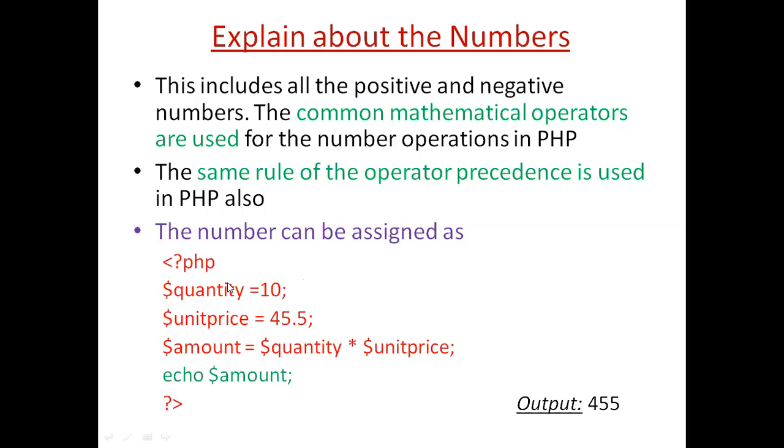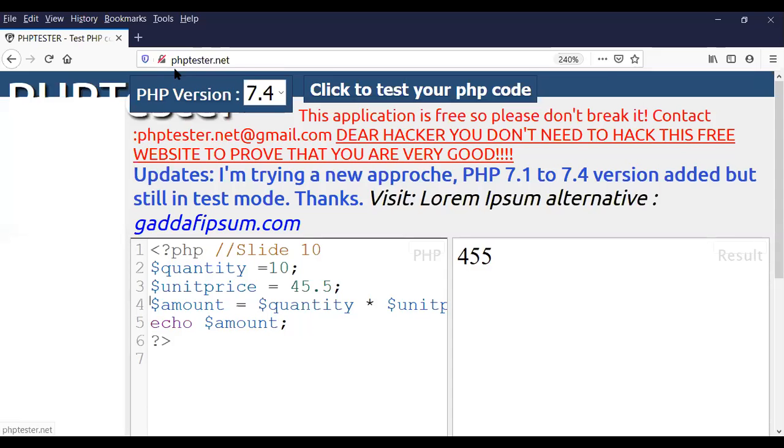Okay, so let's go and run these things in the PHP tester. This is phptester.net, the PHP compiler here. This is from slide number 10 just now. PHP open, PHP close. We declare quantity and unit price, with the dollar sign first here. We are going to buy 10, and one is 45.5 price. Then we calculate the total amount, how much you have to pay. We multiply the quantity with the unit price, and then we echo its output. So we output the amount here.